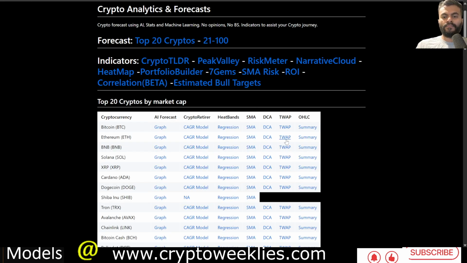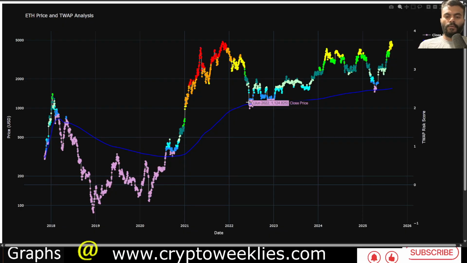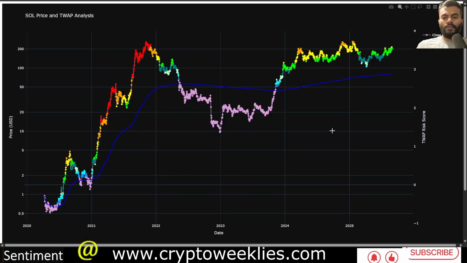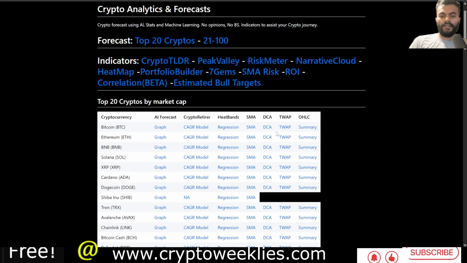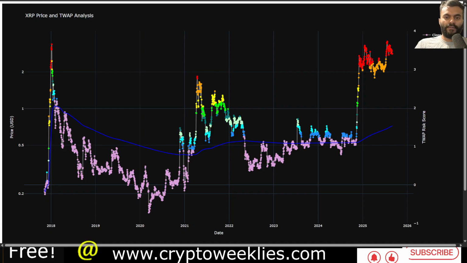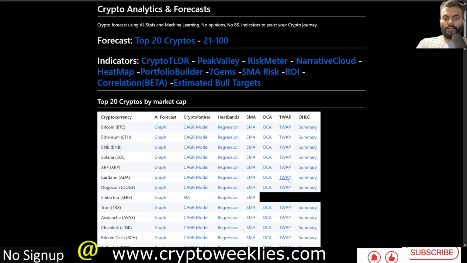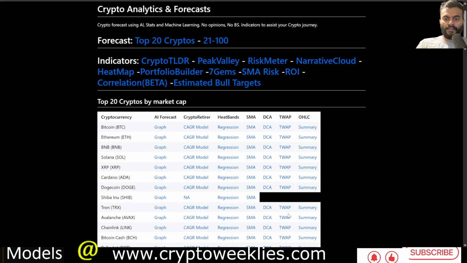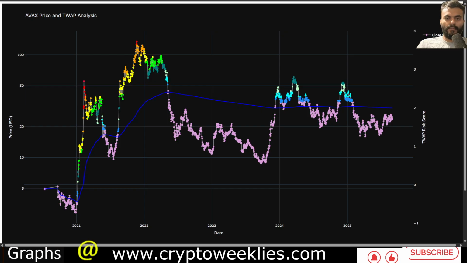So for example, ETH did go lower than the time weighted average price in June 2022 as well as not too long ago in April 2025, and that marked the bottom for ETH. Sol, again, has gone significantly below the time weighted average price in the bear market here. Similar story for XRP, ADA. You can see all of these charts are available on this website. Avalanche, again, is still below the time weighted average price.